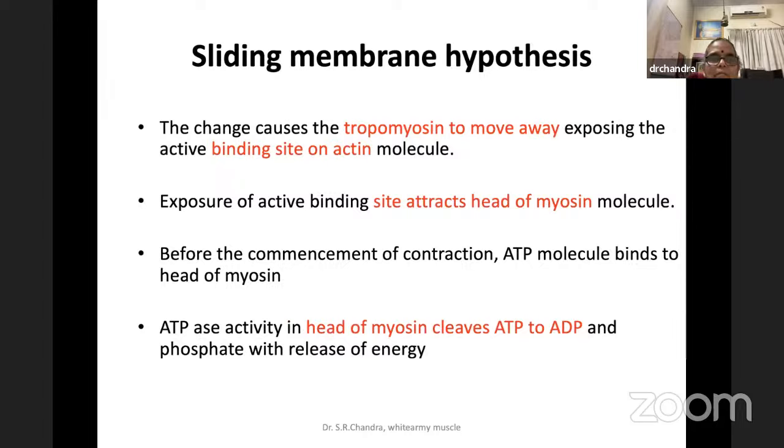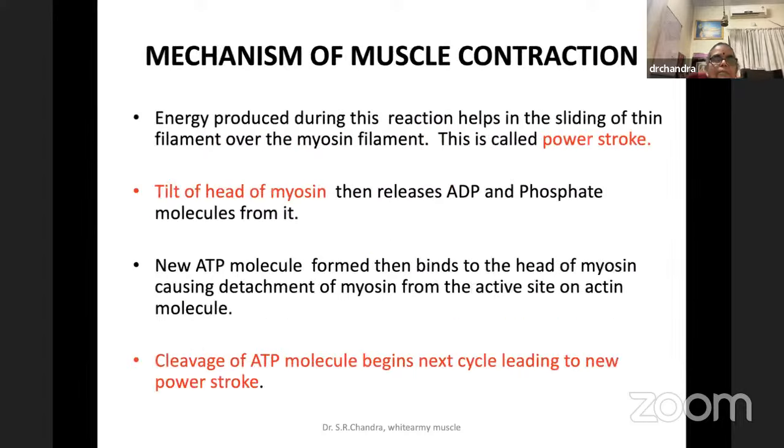In the sliding filament hypothesis, this change causes the tropomyosin to move away and exposes the active binding sites on the actin molecule. When exposed, the active binding sites attract the head of the myosin and come together, resulting in contraction. ATPase activity in the head of the myosin cleaves ATP to ADP and releases energy. Energy produced during this reaction helps in the sliding of the actin filament over the myosin filament. This is called the sliding filament hypothesis.